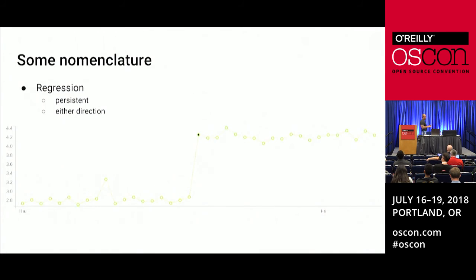Regression. So this is what we're looking for. We're looking for regressions. Can you actually see that? Apologize. Bunch of little dots. So regressions are two things. One, they're steps either up or down, obviously, but then they're persistent. They stay that way for a while.